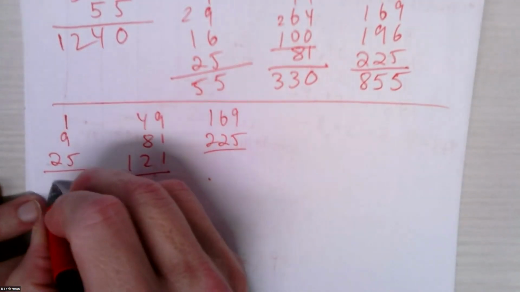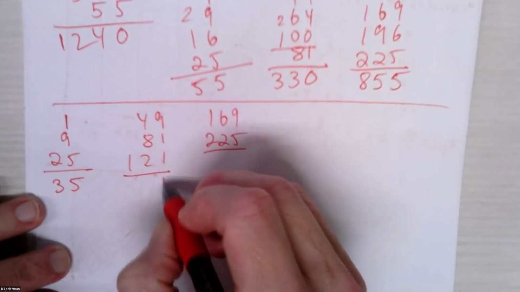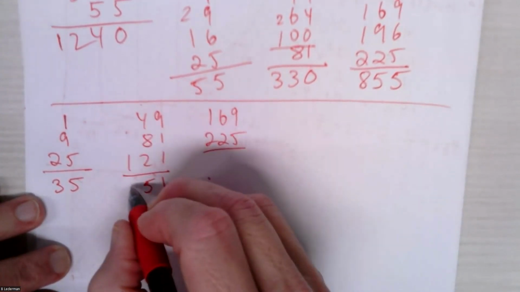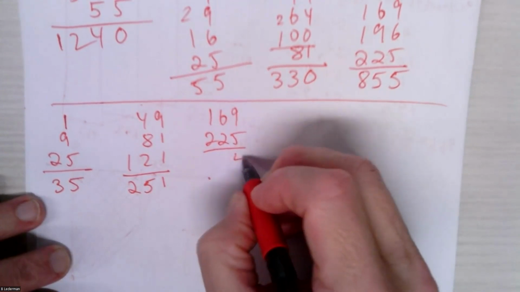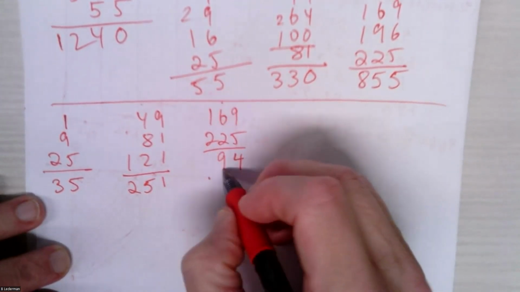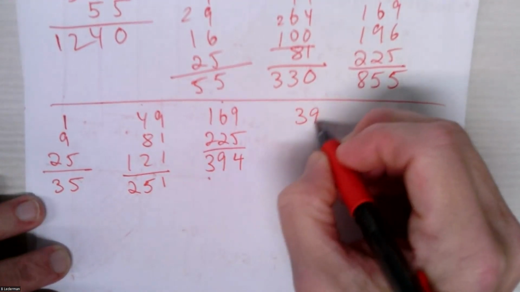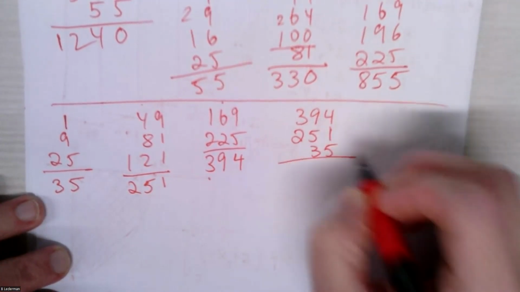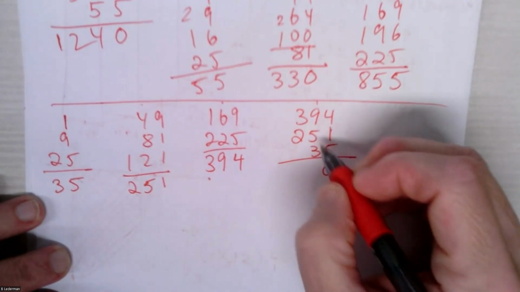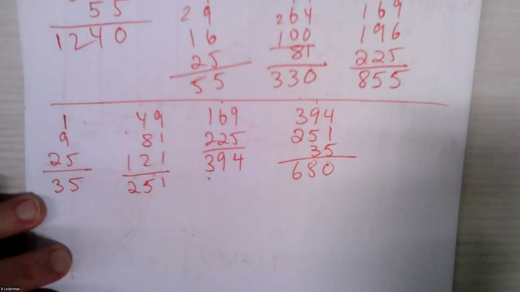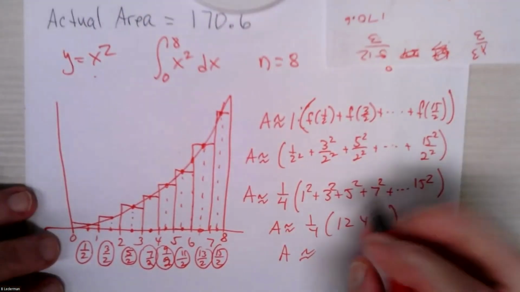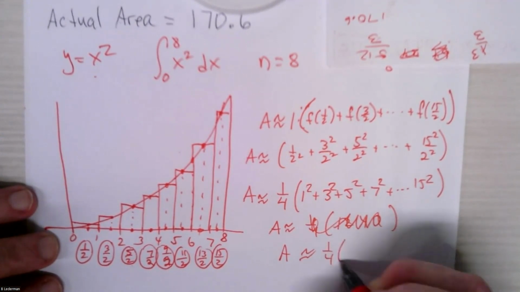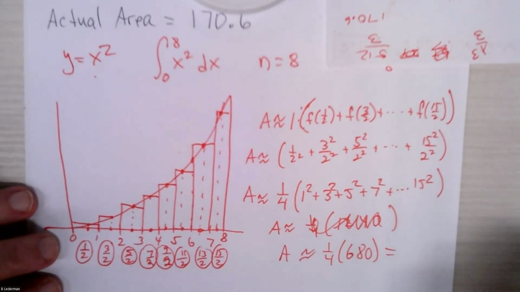So that's 35, and adding these up we get 680. Now we have 680. So it's 1/4 of 680.